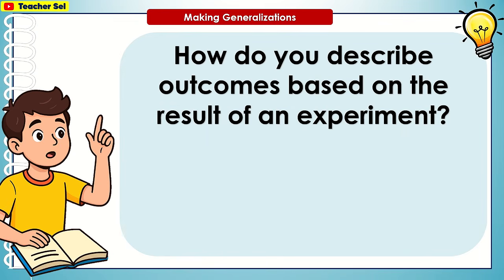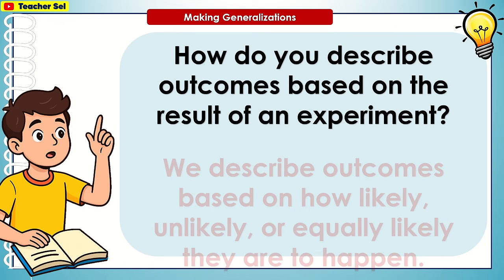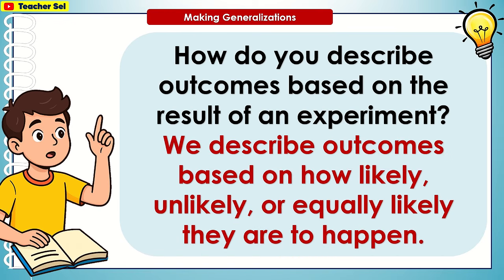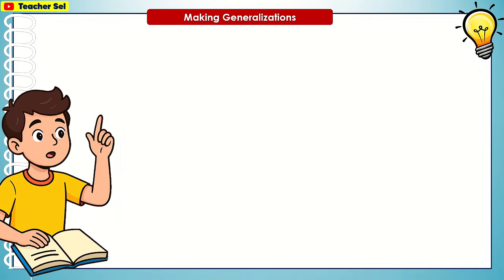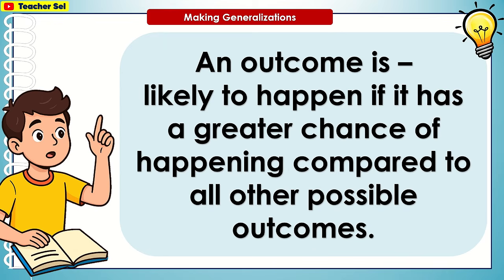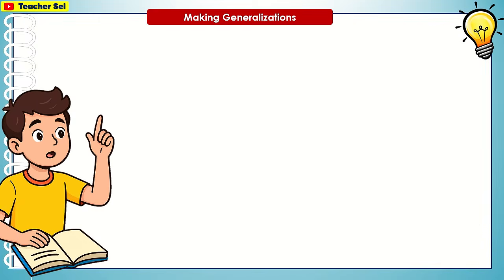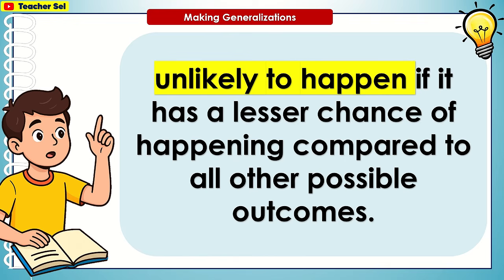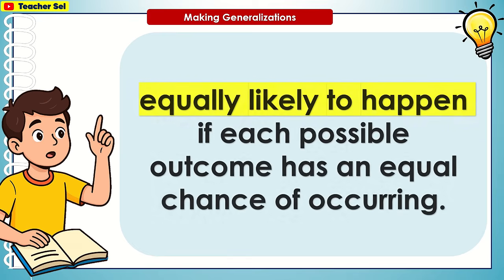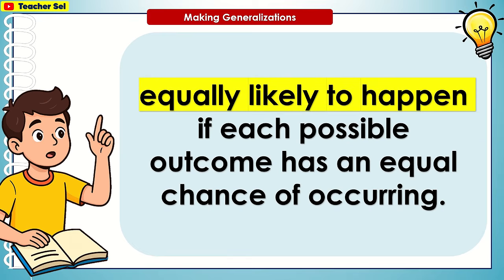How do you describe outcomes based on the result of an experiment? We describe outcomes based on how likely, unlikely, or equally likely they are to happen. An outcome is likely to happen if it has a greater chance of happening compared to all other possible outcomes. Unlikely to happen if it has a lesser chance of happening compared to all other possible outcomes. Equally likely to happen if each possible outcome has an equal chance of occurring.